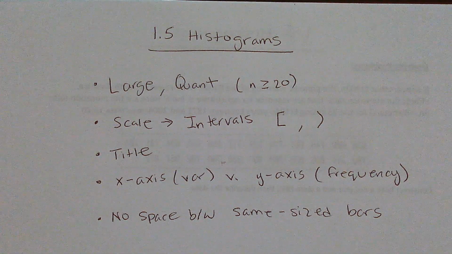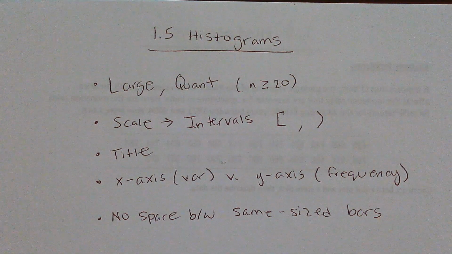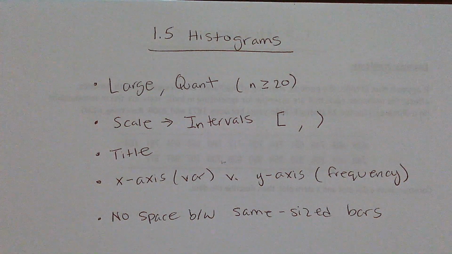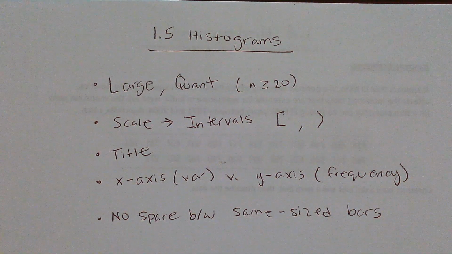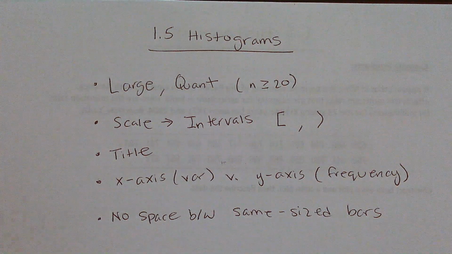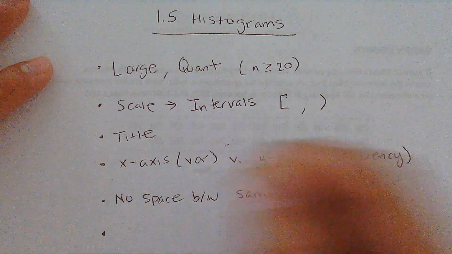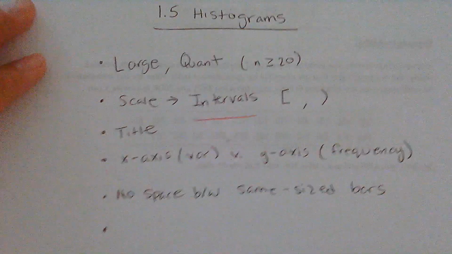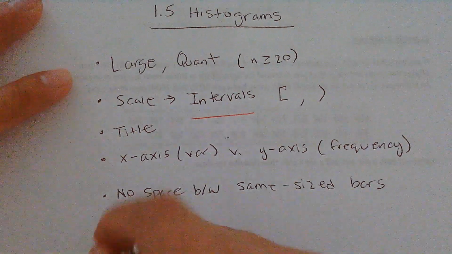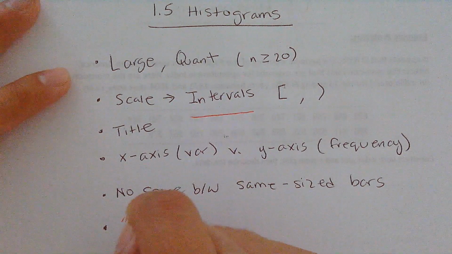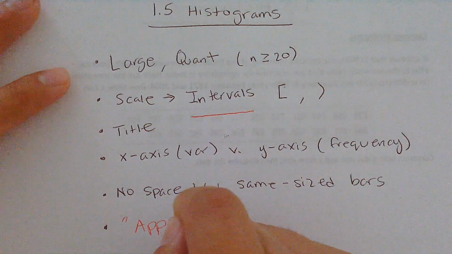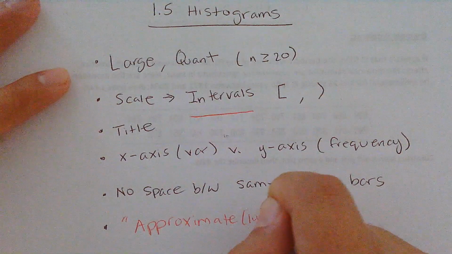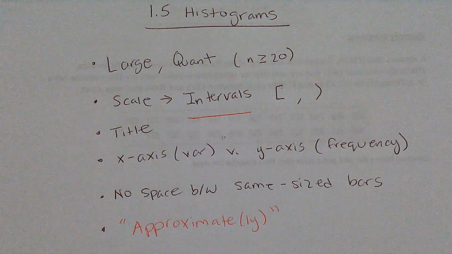Now, you can find all the summary statistics from a histogram. However, we're really going to be focusing on the range and the median again, since those are the quicker ones to go through. And also, a big thing with histograms is that since we are using intervals and we're saying it's in between these values, we need to make sure that we include the word approximately when we are doing our analysis of a histogram.